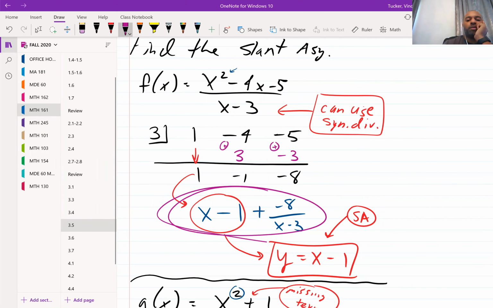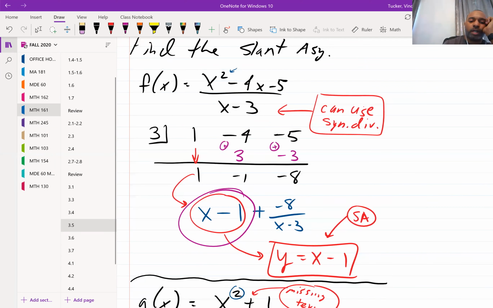So you set up your answer that way. Start off with 1 less degree than what you originally had. And the x minus 1, this part right here, is your slant asymptote. The remainder is not a part of that. Questions? Any questions?